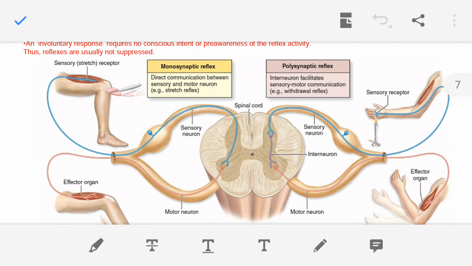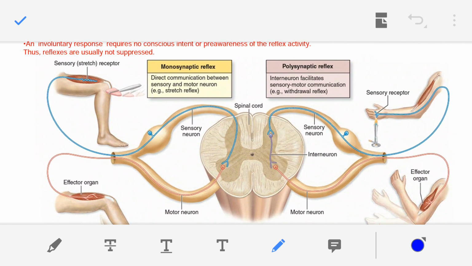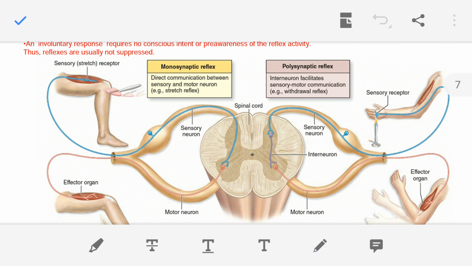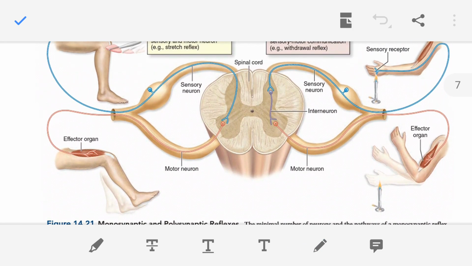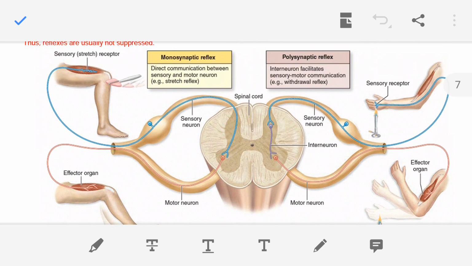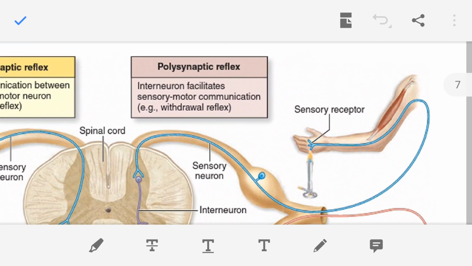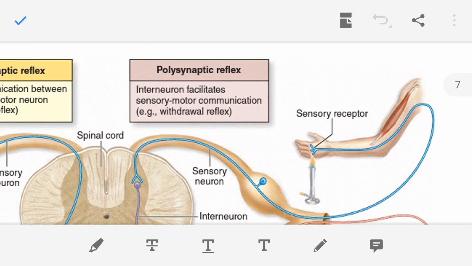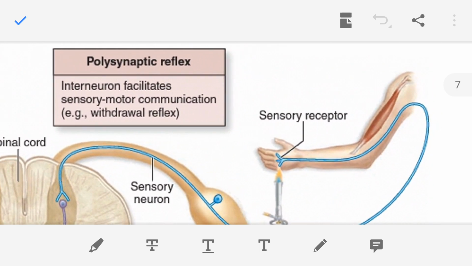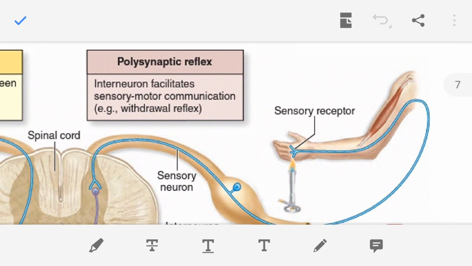Now in this case, the right hand side is showing the withdrawal reflex. Now in withdrawal reflex, what is happening, let's see. Imagine a situation that you are in your chemistry lab and you are doing some practical, and accidentally you touch the flame of the burner.